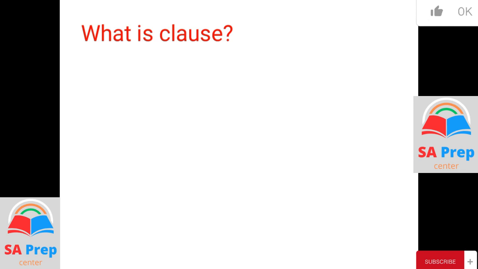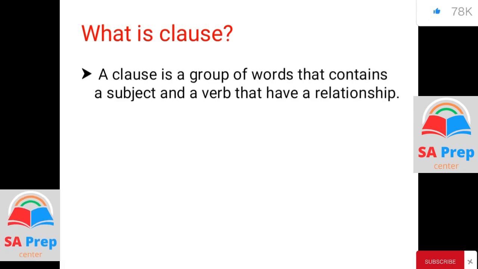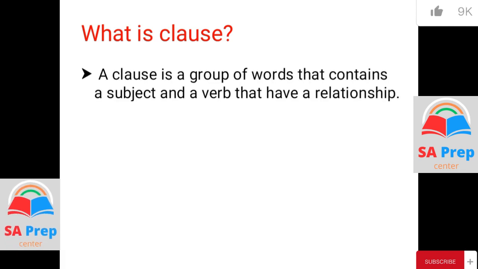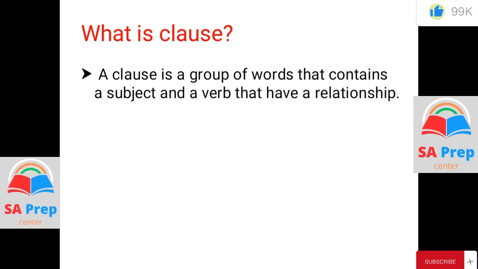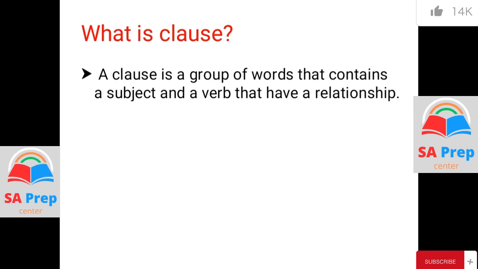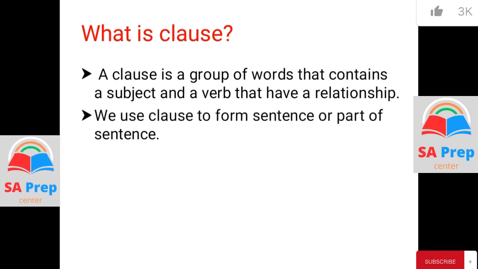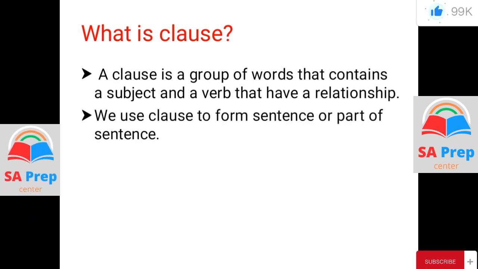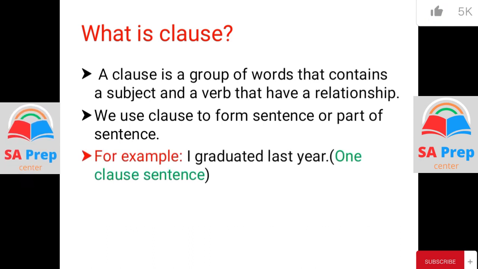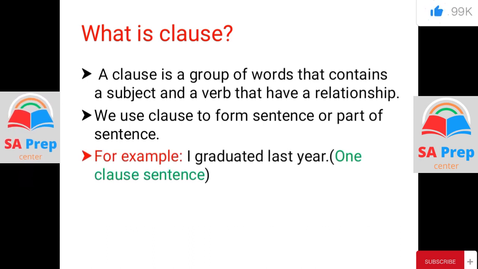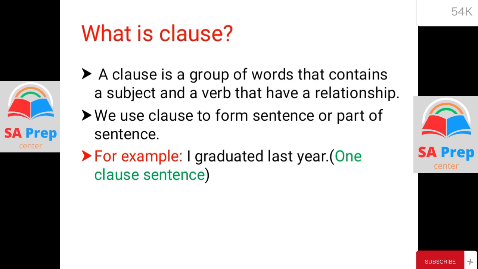So what is a clause? A clause is a group of words that contains a subject and a verb that have a relationship. Meaning to say, it consists of a subject and a verb. And we use a clause to form a sentence or a part of a sentence. For example, I graduated last year. In this sentence, only one clause has been used, and that is I graduated last year.